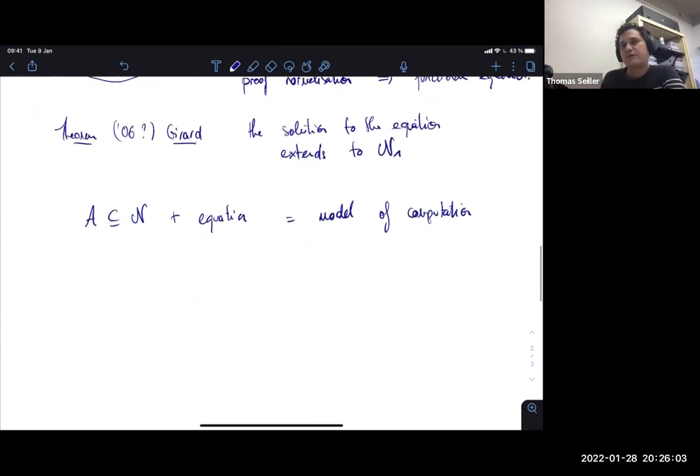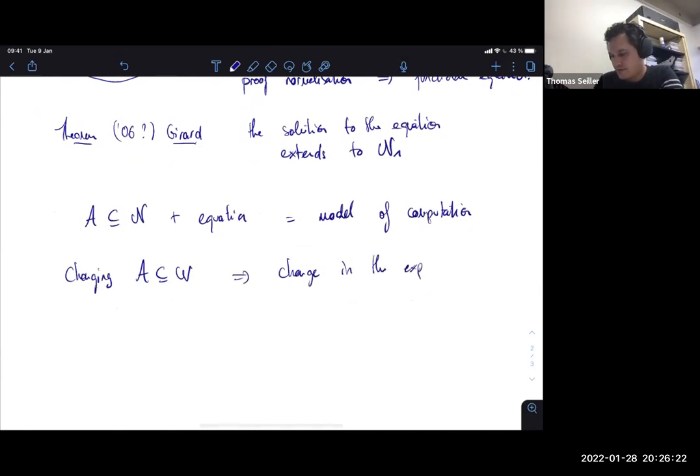And then there were a number of results that explain that if you change these inclusions, so changing the inclusions implies a change in the expressivity of the logic corresponding to it. So a change in the complexity class it captures.